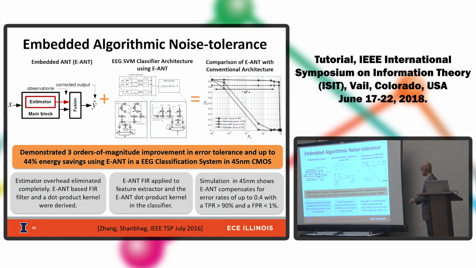This is a more recent work, July of 2016, signal processing transactions. It shows how the estimator itself can be embedded inside the main block. If you embed the estimator inside the main block, the overhead of the estimator, which was the red boxes I showed you earlier, that's gone completely. And that's the big overhead, right? Out of the 30%, 20% overhead, the majority was the estimator overhead. So you can actually take it out completely by utilizing the properties of arithmetic units, and you can embed the estimator right inside the main block. And so today if we have to implement algorithmic noise tolerance, the only extra overhead we need to think about is the fusion block, the detector that I had shown earlier.